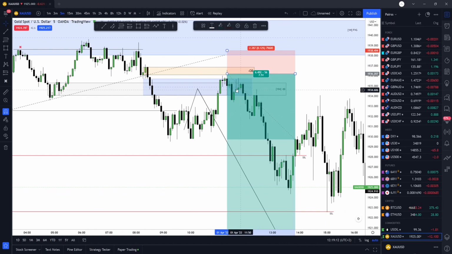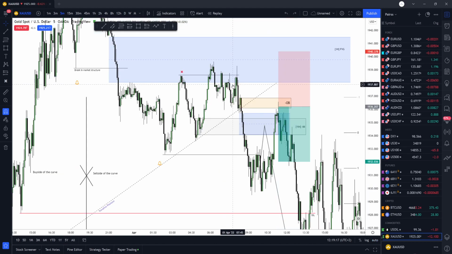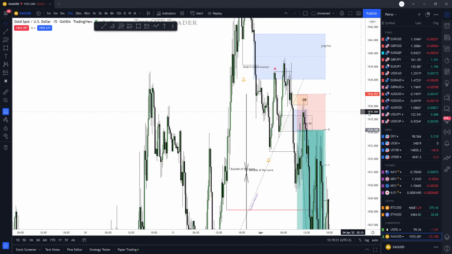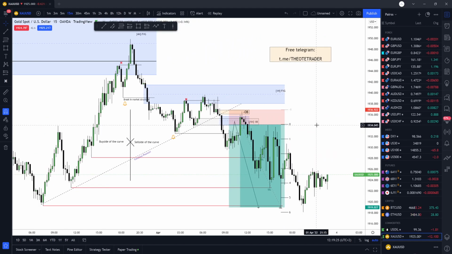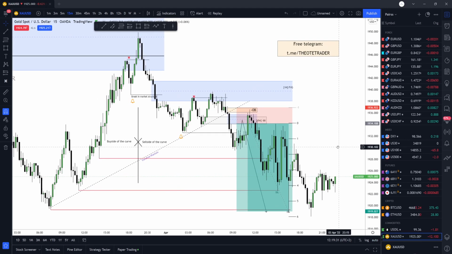So yeah, this is the breakdown of the gold trade. I hope you like it, and I hope you learn something from it. And all credit goes to ICT because he made all this possible. Without him, I probably would never be able to trade like this.